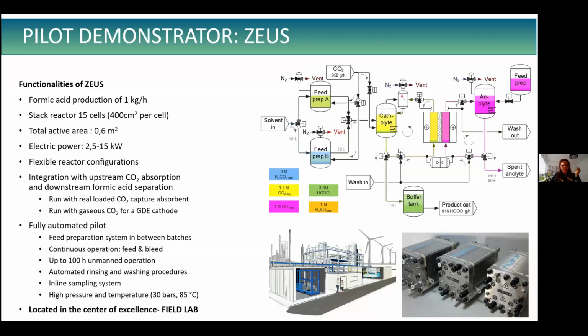Yeah, it will also count with automated rinsing and washing procedures and an inline sampling system. And this one can also be operated at high pressures and temperatures, so 30 bars and 85 degrees centigrade. So this pilot installation, together with the pilot of DME synthesis and other units, will be located in the field lab in Rotterdam, which all of it will create the Center of Excellence.